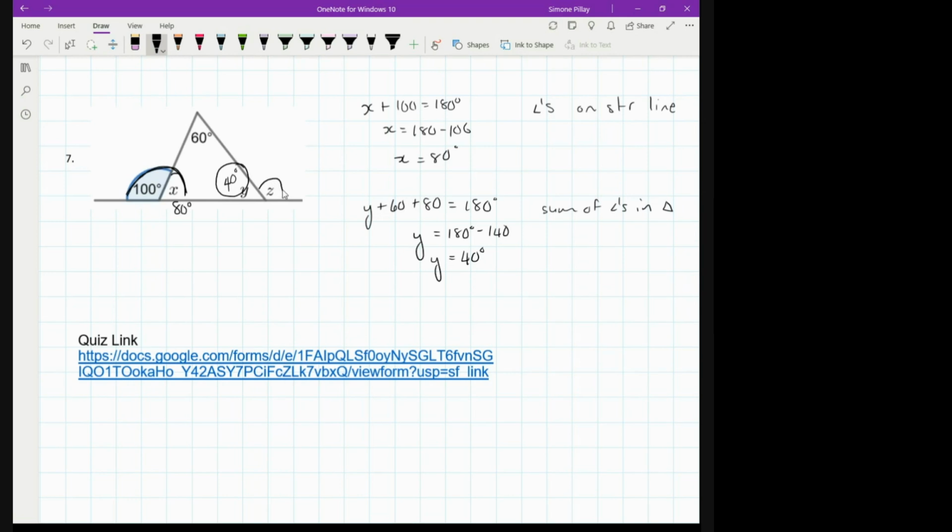And then to get z, you can use the exterior angle of a triangle. So you could say z is going to be equal to this angle plus this angle, or you could use angles on a straight line. I'm not going to calculate that right now.